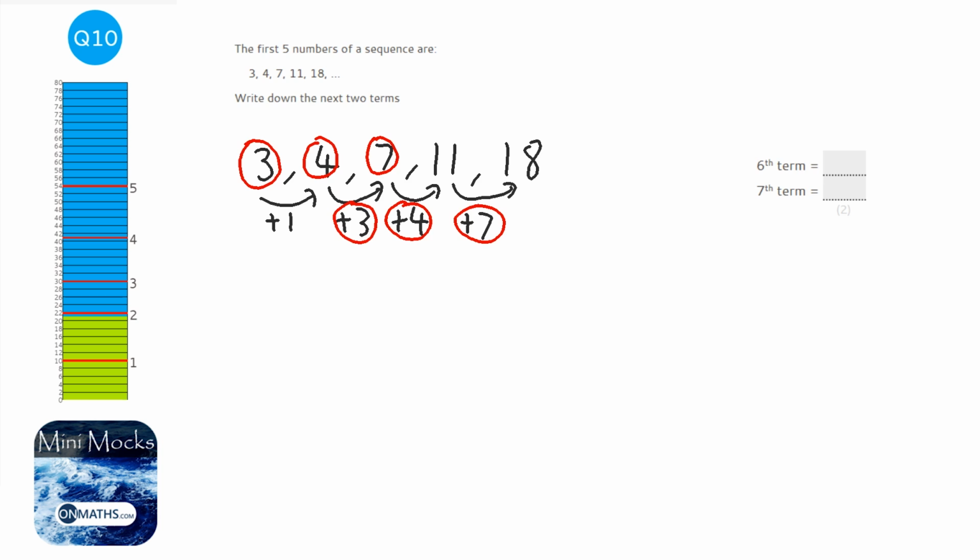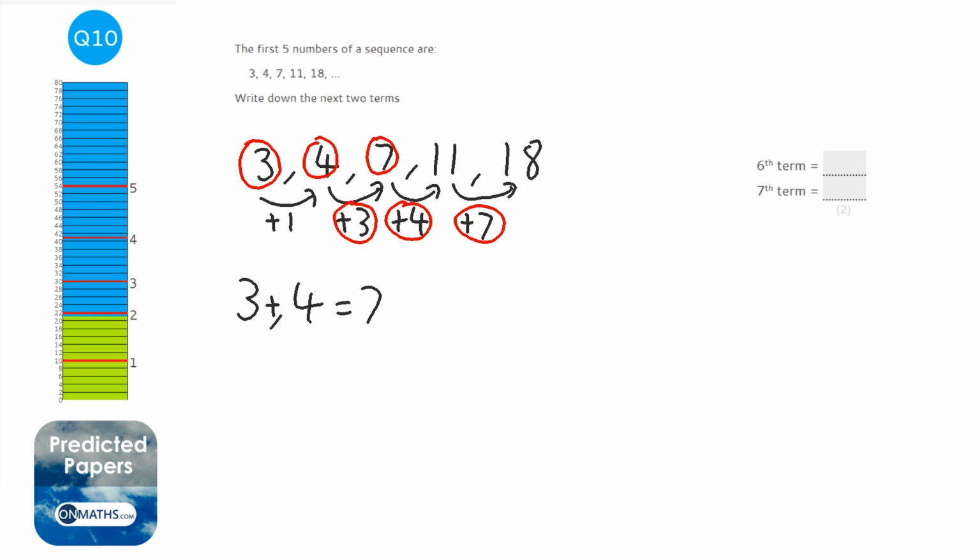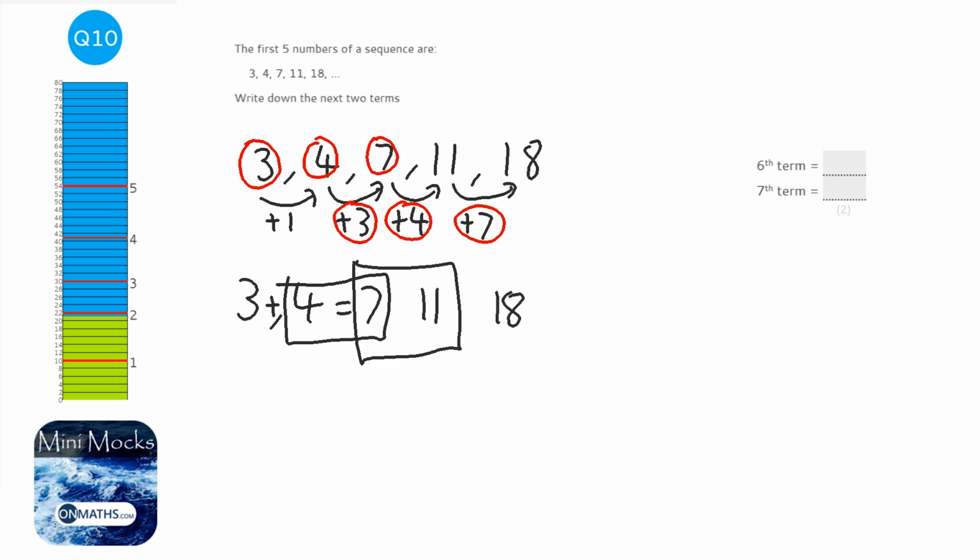So the Fibonacci sequence just starts off with 2 numbers, and then we add the previous 2 terms to get to the next term. So we'll add these 2 together to get to the next one. Then we add these two together to get to the next one. So to find the next one, we need to add the 11 and the 18 together. 18 plus 11 is going to be 29. So the next term is going to be 29.